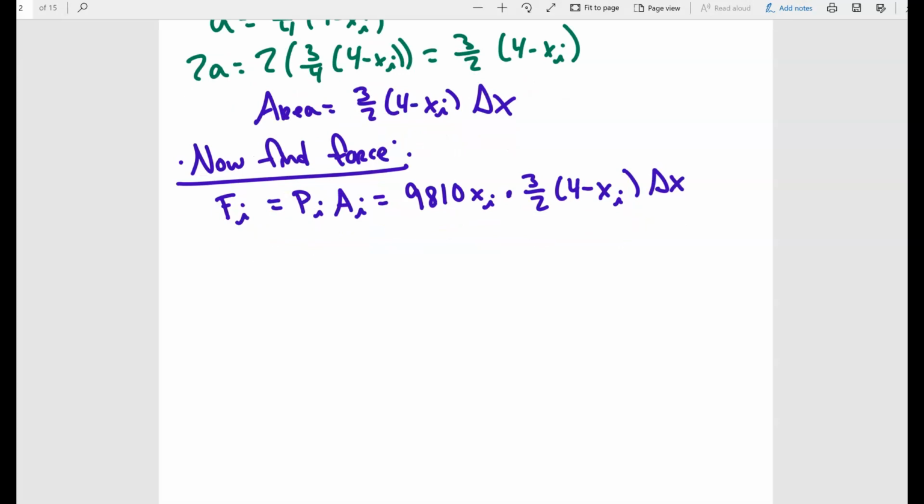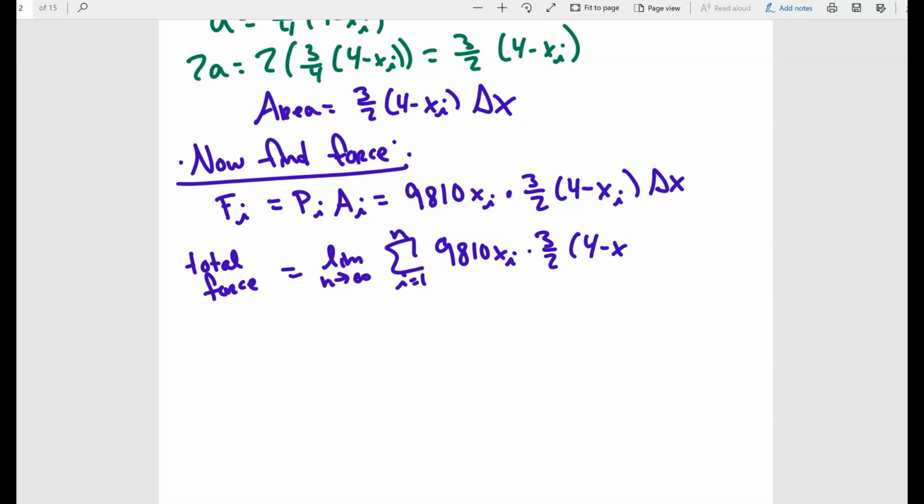Now, if I wanted to figure out the total force of every single particular strip that we get, the total force is just going to be equal to the limit as n goes to infinity of the sum of all of these different strips of 9810 xi times 3/2 times 4 minus xi times delta x. Because basically we're summing n of these little strips. We're taking the limit, making them really, really small. That's what this means, right? Of this pressure times area.